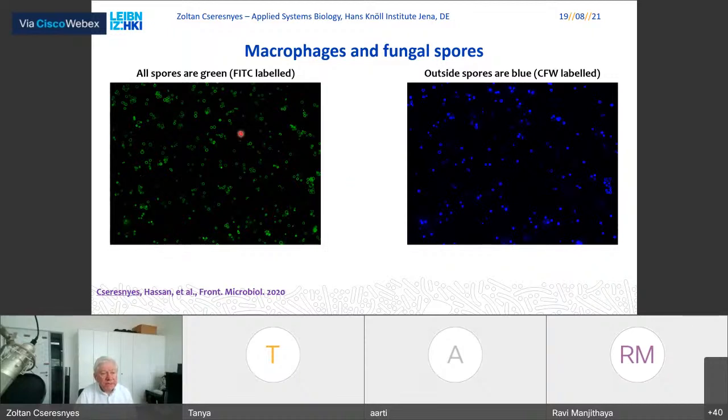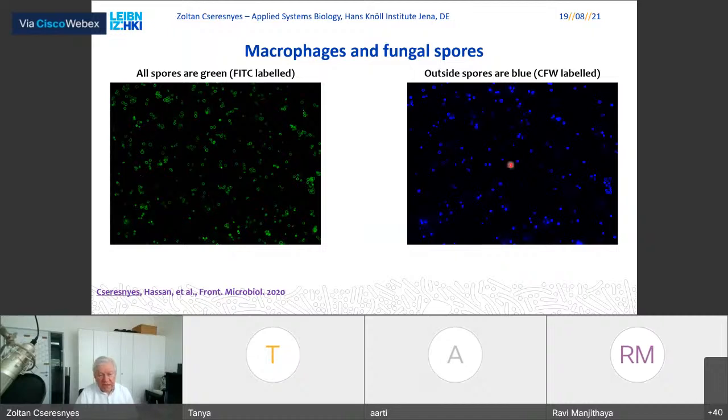The spores themselves are labeled with FITC. Those who work with biology know what that is. That's a very, very common labeling method. And in this case, these little donut-shaped structures, little circles, are the actual fungi. They are a few micrometers in diameter, depending on the strain. Aspergillus fumigatus is somewhat small amongst those strains that we usually use.